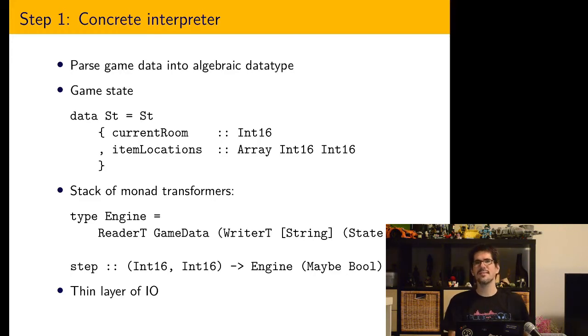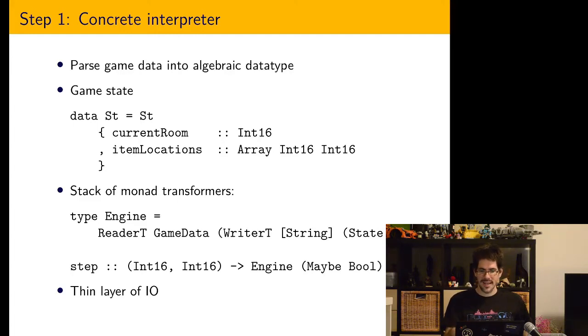And all the types are 16-bit integers, because that's what the original adventure games used, because the BASIC dialect that ran on the machines these games were targeting used 16-bit numbers. And then we have a stack of monad transformers, the usual reader-writer-state stack, where the reader gives access to the algebraic data type representation of the game data. The writer collects the string output between each interaction step, and the state monad, of course, holds the state.